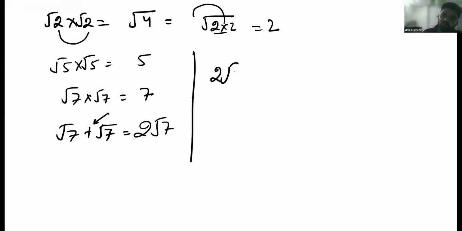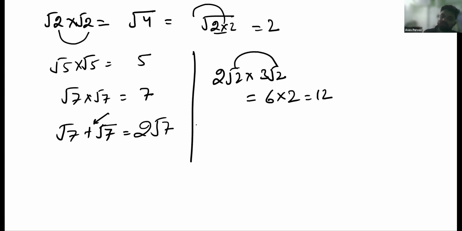Now 2 root 2 minus 3 root 2. If you are having 2 root 2 into 3 root 2, what will you get as the answer? 6 root 4. 6 root 4 is... root 2 multiplied, you will get 2. So this will be 12. Got it? If you are having 2 root 2 into 3 root 3, what should be the answer?